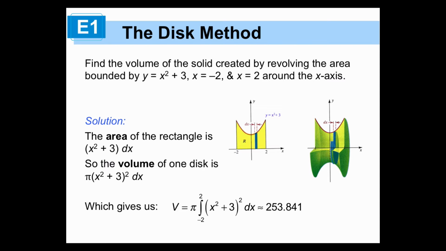Okay, so before we move on, are you okay with this whole system? Yes or no? Any confusions? All right, so the trick here is understanding the geometry, that we're starting with this rectangle, and as we spin that rectangle, we get a disk. Here's how you find the volume of the disk, and then integrate to add up all those disks.